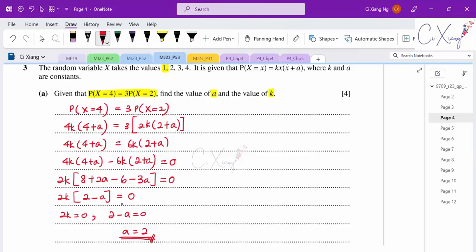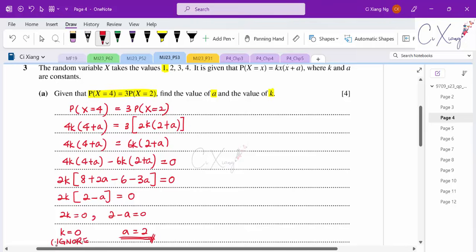Okay, and then for this part, if you continue to solve for k, you'll get 0. Basically, we should ignore this answer. Why should we ignore this answer? It is because if I put k equals 0, then you will see that the probability of our random variable x, everything will become 0, which is not logical. It must be some value for the probability. Therefore, k cannot equal 0 because if it is 0, then we won't have any probability for our random variable x. So we ignore k equals 0 and we get the value a equals 2.